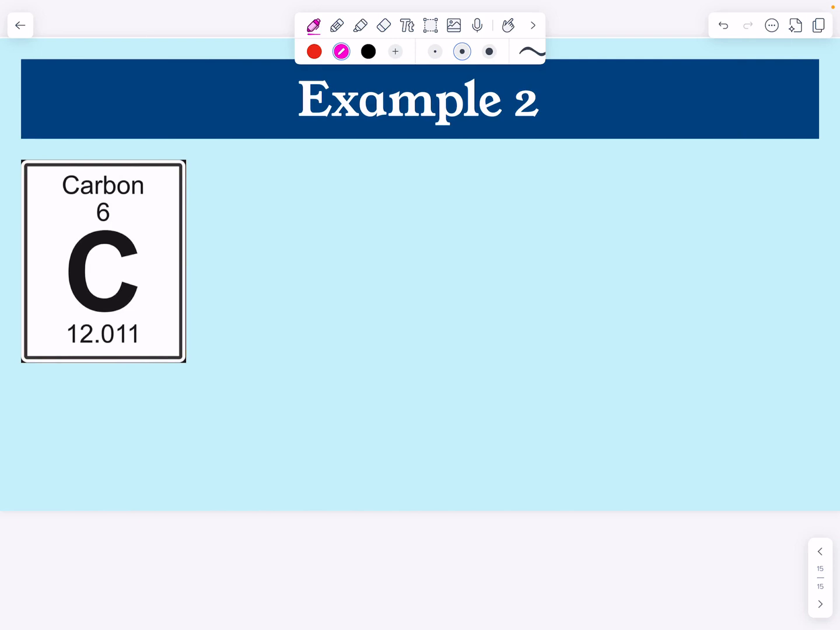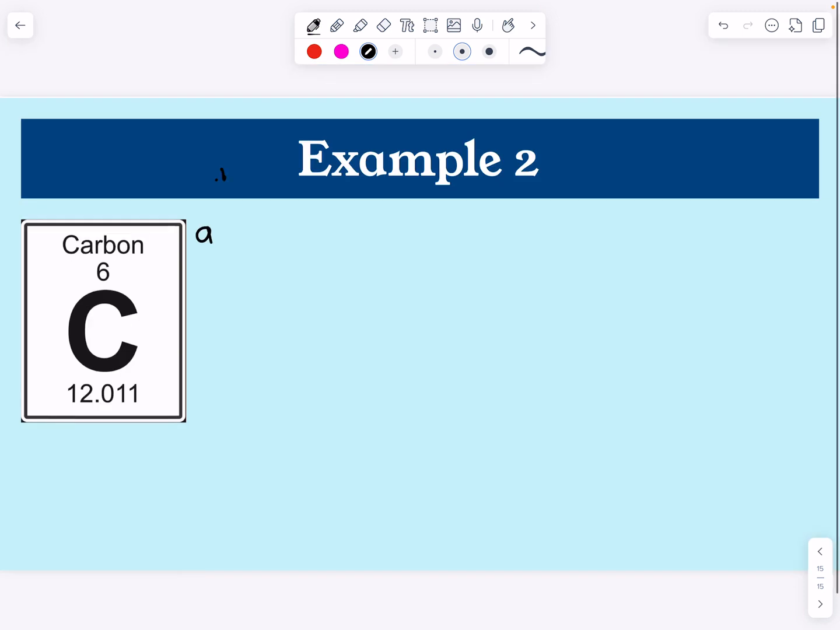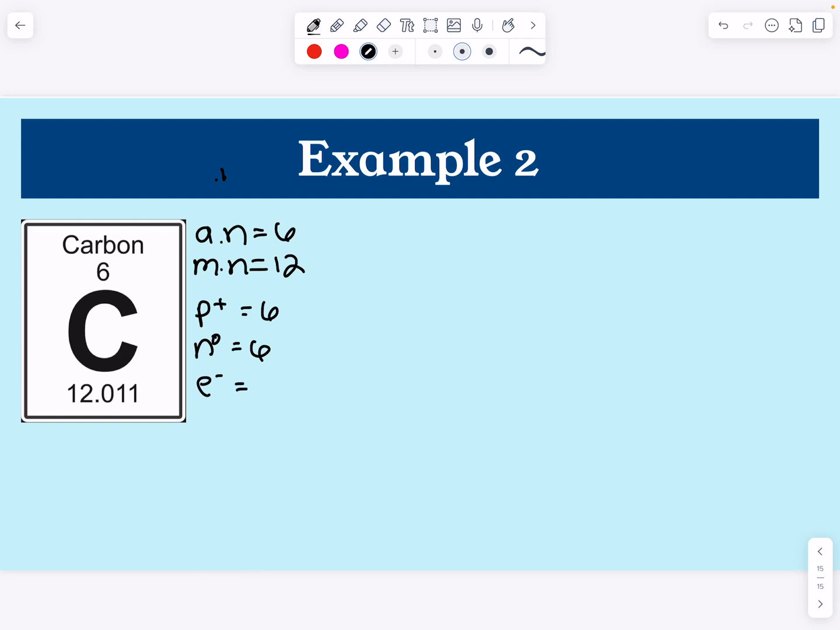Here's carbon. Our atomic number is 6, and then we have a mass number of 12. So our protons are 6, our neutrons are 6, and our electrons are 6. Now we're going to do step 2, draw the nucleus. We draw our circle in the middle, and we write how many protons and how many neutrons there are. Then we have to go back and figure out how many circles we need to go around the outside.